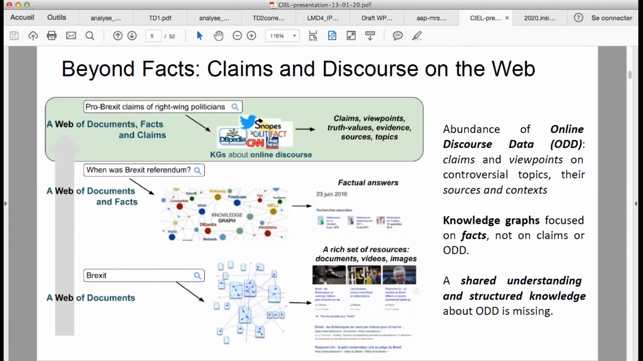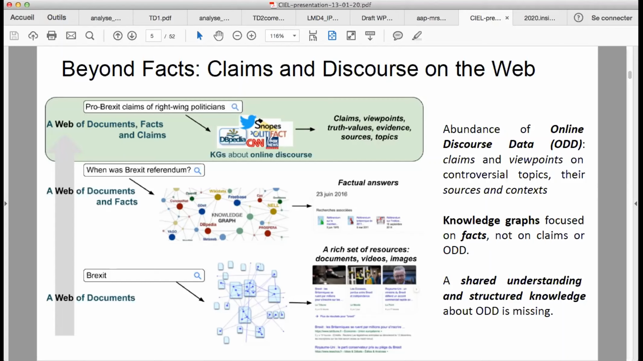So we observe that there is a need for shared understanding and structured knowledge about online discourse, meaning the claims, the viewpoints, also their truth values, the truth values of these claims, sources, topics, all kinds of contextual information that one could imagine would come together with claims.